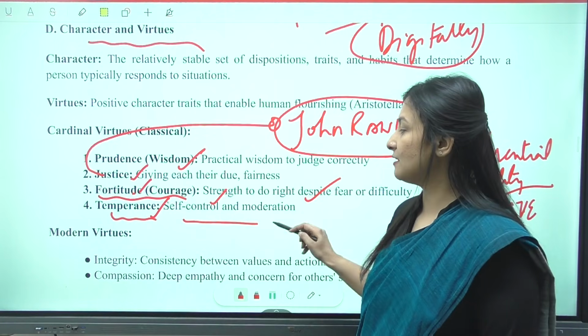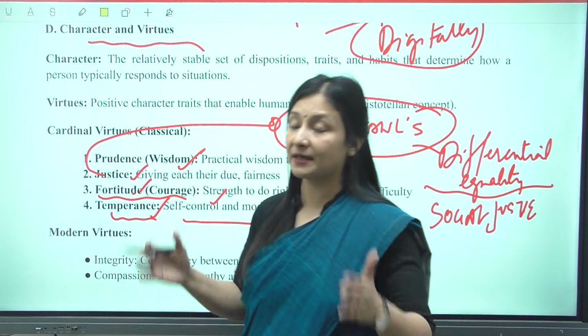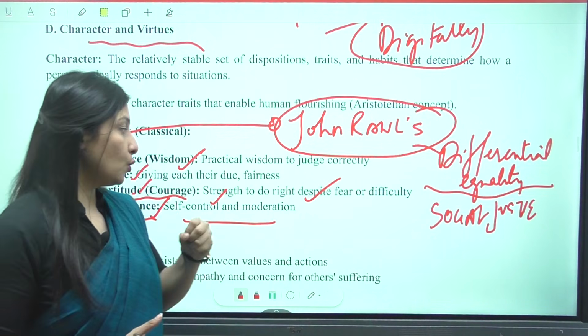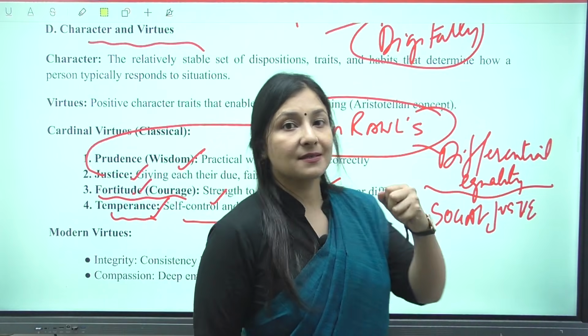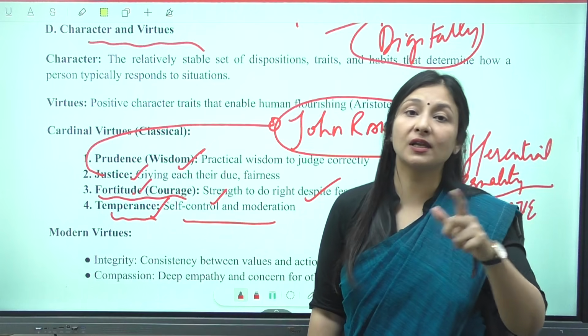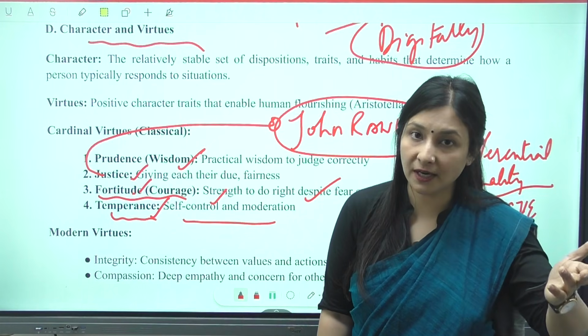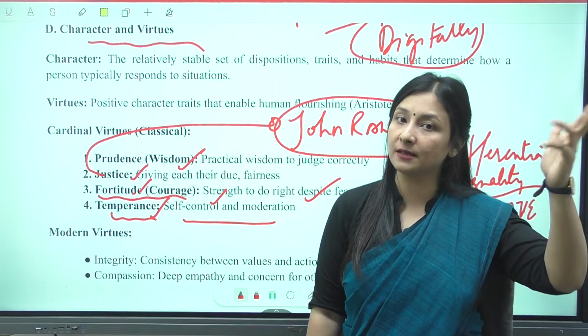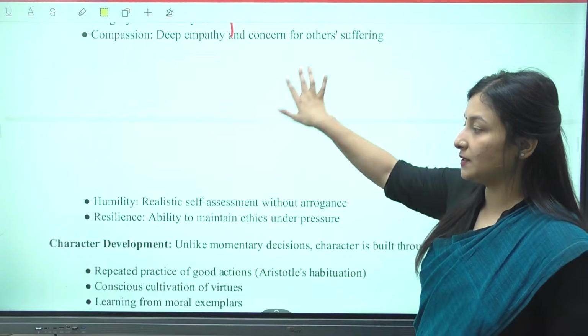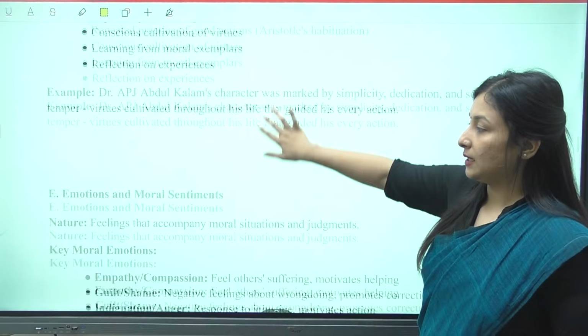Temperance is self control and moderation. A bureaucrat essentially requires to be someone who has this self control over his emotions, right? Because that will lead to high emotional intelligence and, again, ethical decision making. Is it clear? So these are the determinants which are going to describe it.